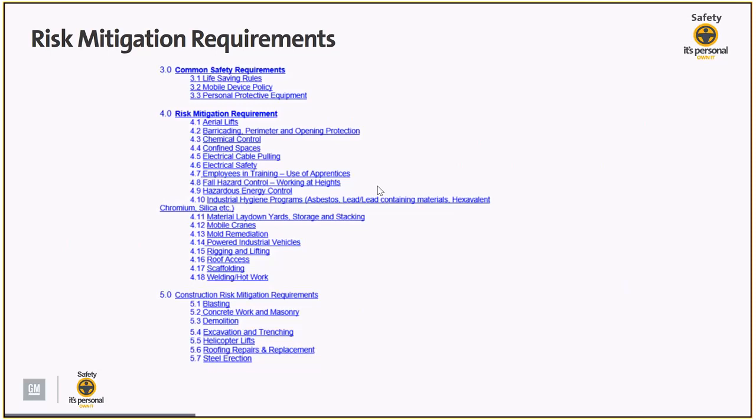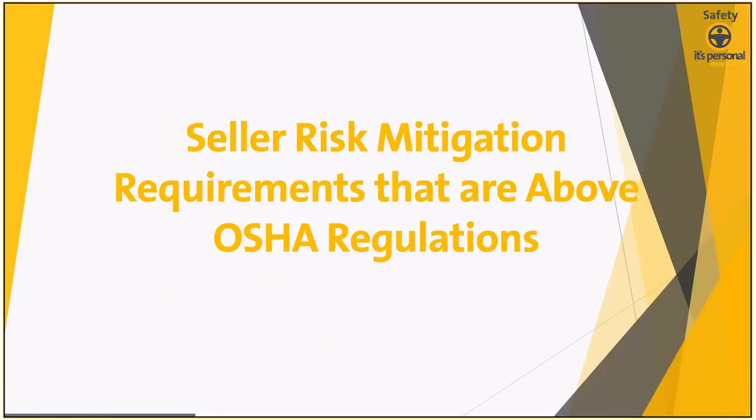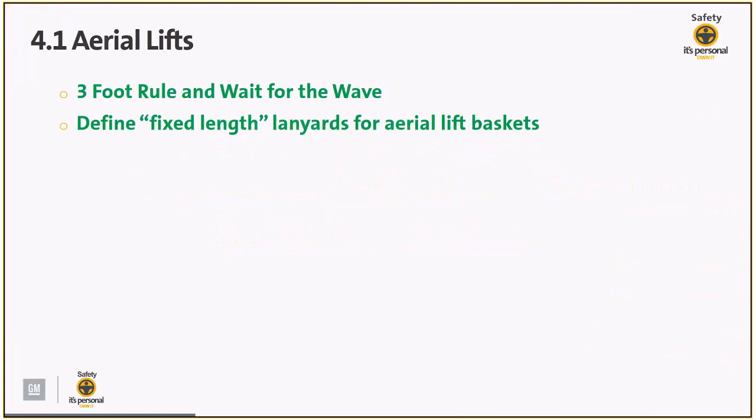Keep in mind, there are approximately 26, so we're focusing on the risk mitigation requirements and construction risk mitigation requirements. So between Section 4 and Section 5, there are about 24 different risk mitigations. So we're going to take a look at the seller's risk mitigation requirements that are above OSHA regulations.